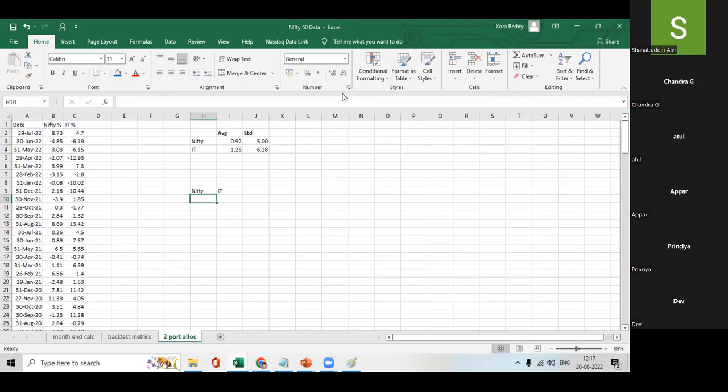So if I put 1 here, it will be 0. Obviously, 1 minus whatever is that would be my allocation. In which case, my portfolio returns would be the weighted average of Nifty, that's locked.